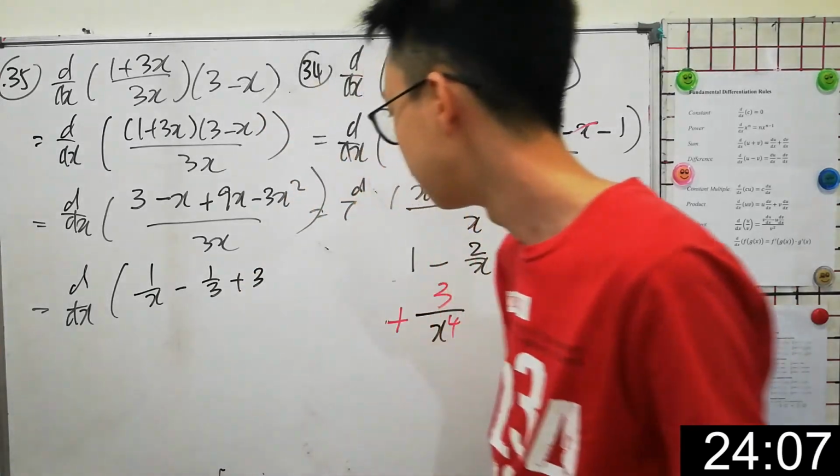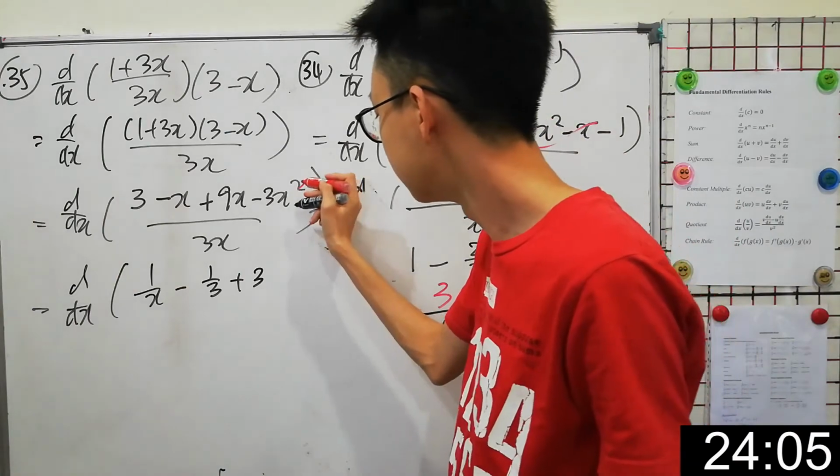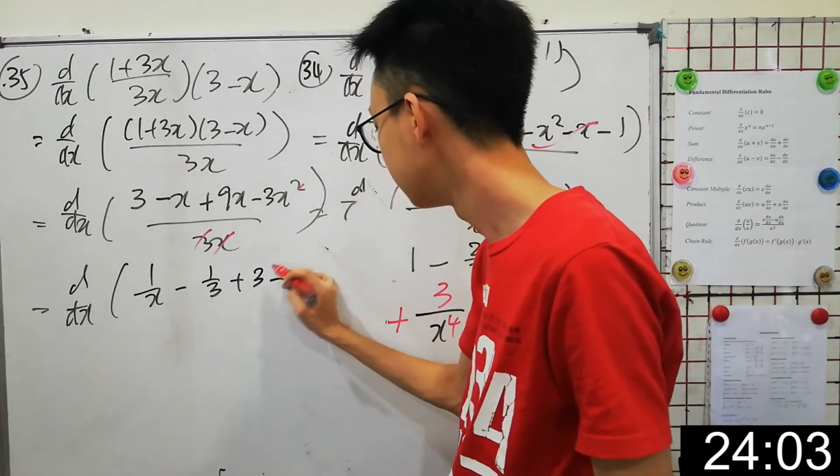Then this and this can cancel, this and this can cancel, it can be negative x.